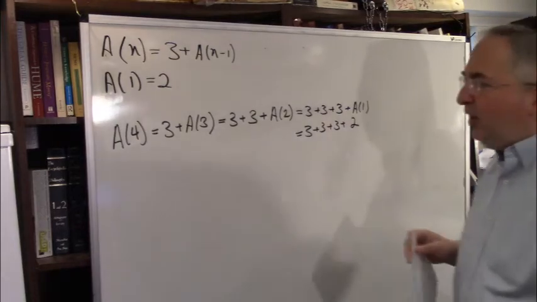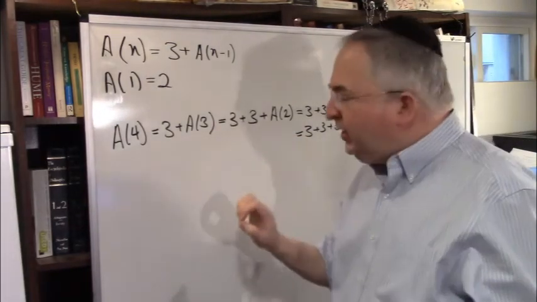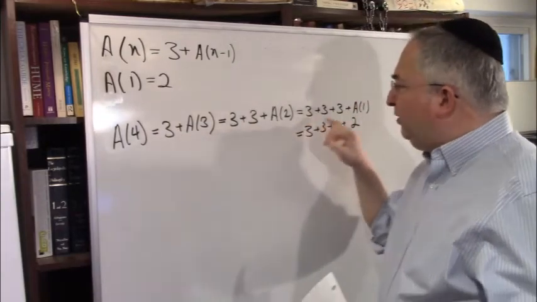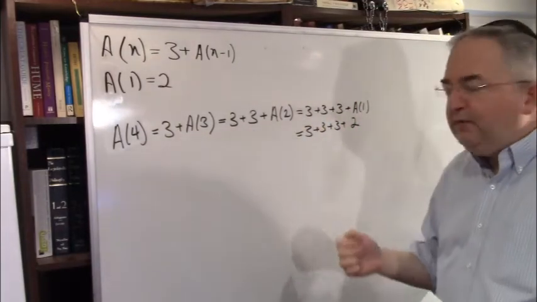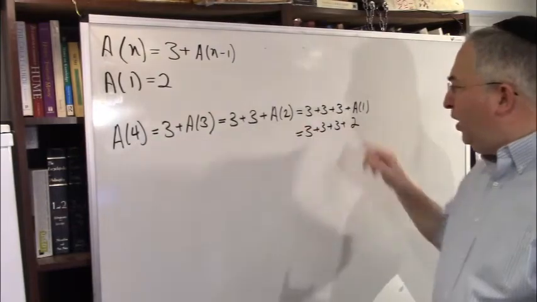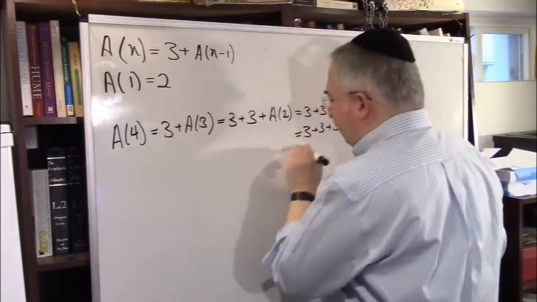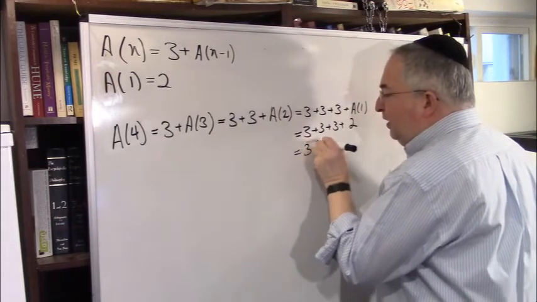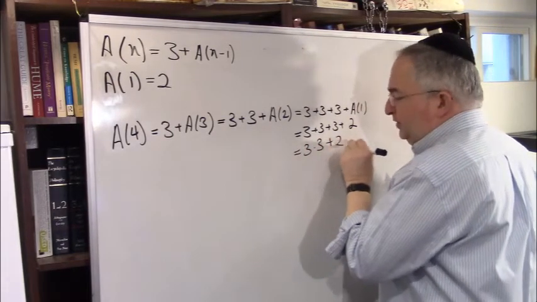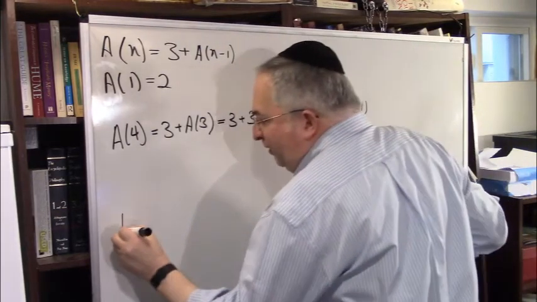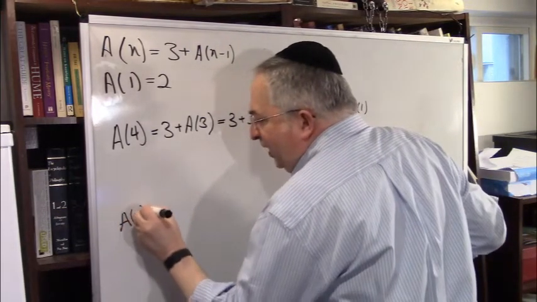But that's not important. What's important is how it worked, and the way it works is every time you go down 1, you add a 3. So how many times do you go down from 4 to 1? The answer is 3. So another way of saying this is 3 times 3 plus 2. Now that we understand it, we can figure out what A of n is.